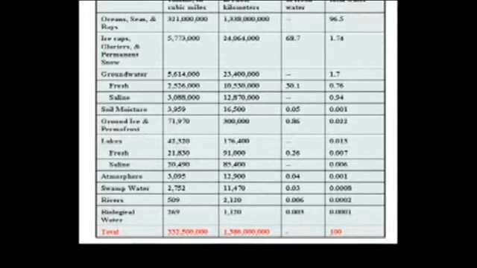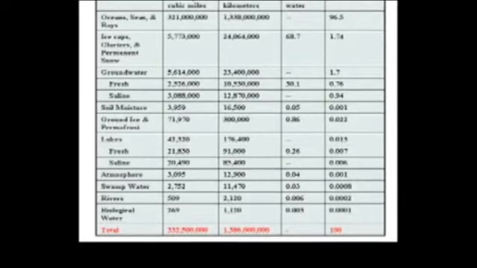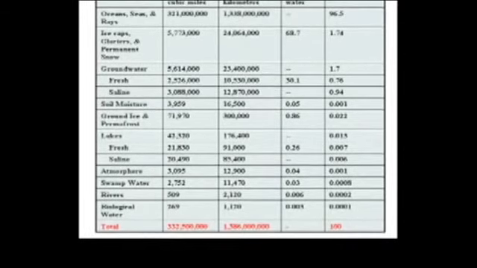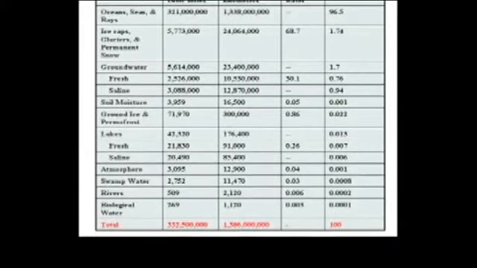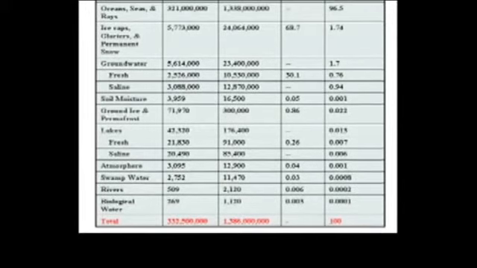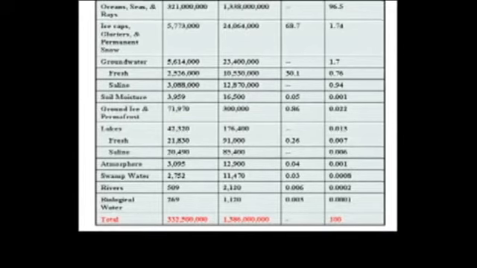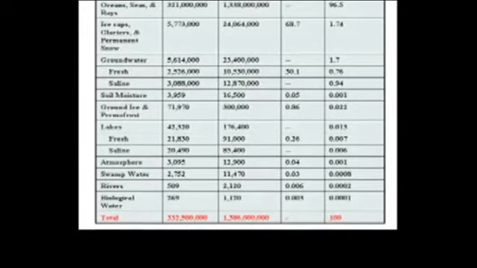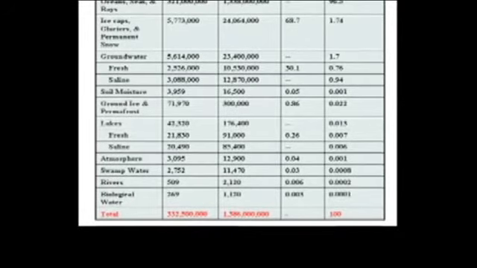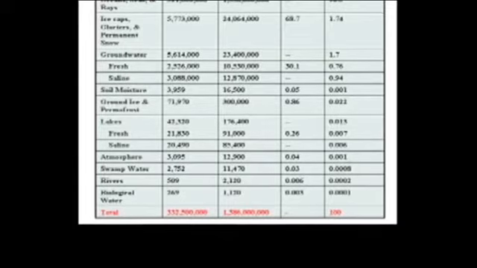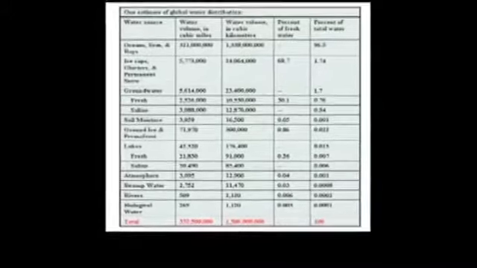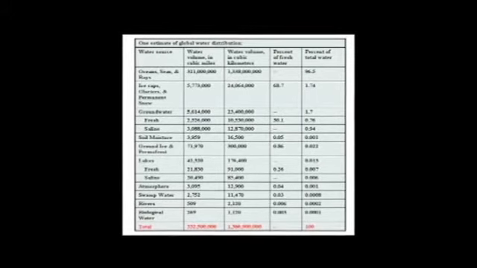Lakes contain 0.013%. The atmosphere contains 0.001% of water. Swamp water contains 0.0008% of water. Rivers contain 0.0002% of water. And lastly, the biological water, the percentage of biological water is 0.0001%. So this is the actual distribution of Earth's water.